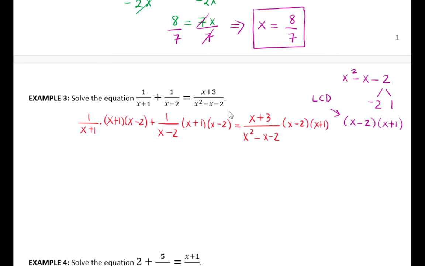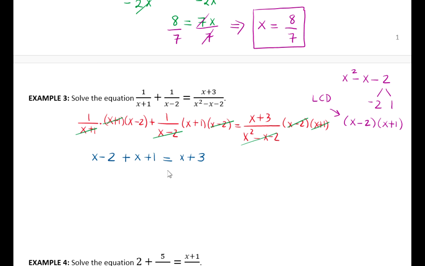Now be careful, these two will cancel because if you factor that one, you will get x minus 2 times x plus 1. So the one at the top and the one at the bottom are the same, so they cancel. Here x minus 2 cancels with the x minus 2 here, and x plus 1 cancels with this x plus 1. So if you simplify, from here you get x minus 2 plus, from here, x plus 1. And on the right side I got x plus 3. So now we have a linear equation.